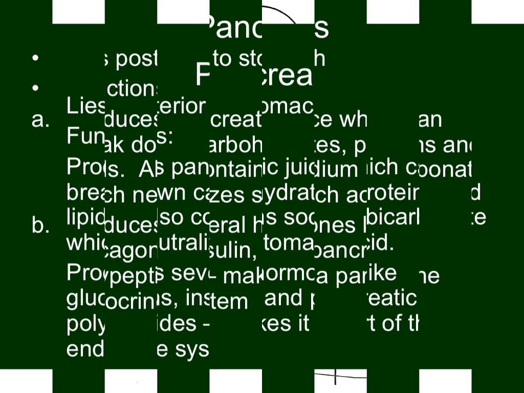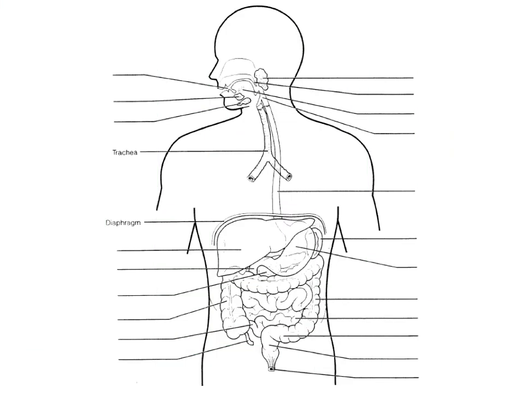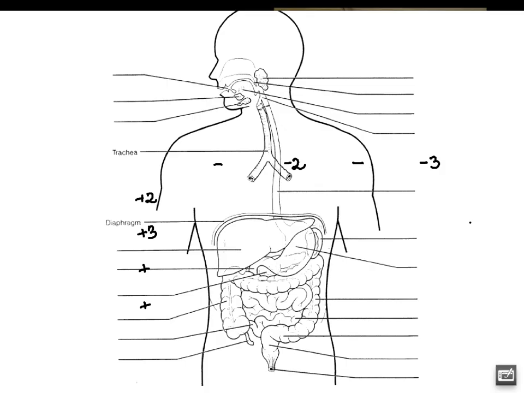Now, the last bit that we need to look at is our diagram here. What we want to do is go through and label this. Let me get my projection fixed up here. Okay, there we go.